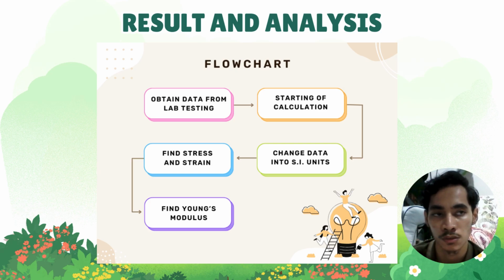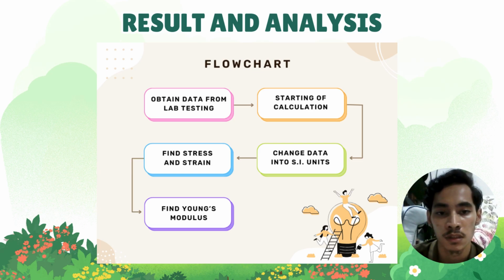So the first step is to obtain data from the lab testing. From the lab testing, we will do the tensile strength test, and the main purpose is to determine the Young's modulus, to find the stress and find the strain. From the lab testing, we will also get many types of values or data, and I will explain furthermore when it comes to the calculation.